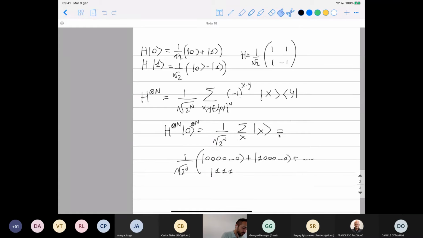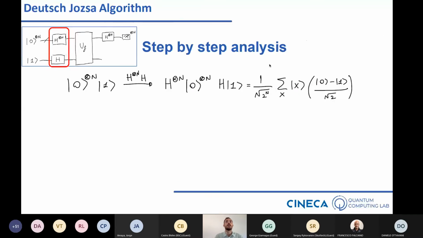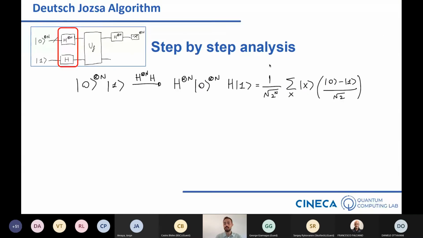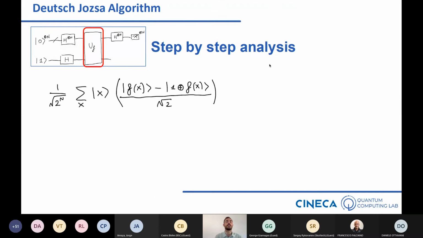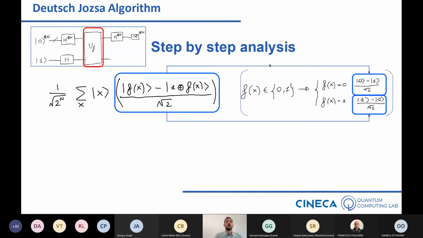So, let me write it here. This is the meaning of this thing here. Okay, let's go on. We said we are at this point here. Now look at the second part of this quantum state.